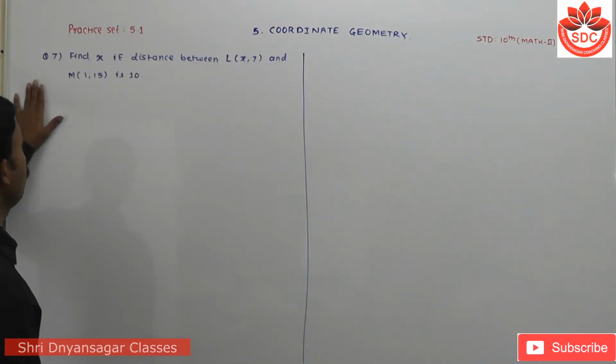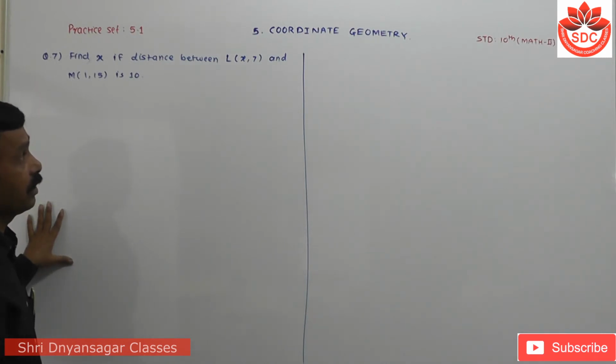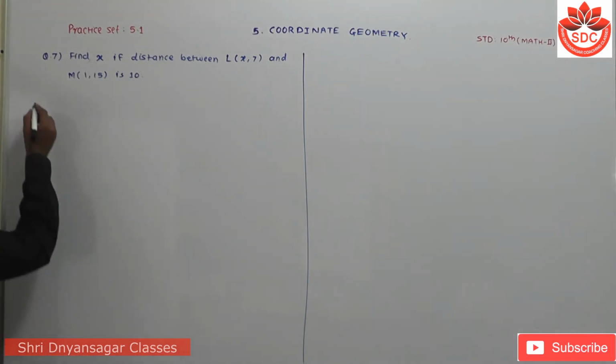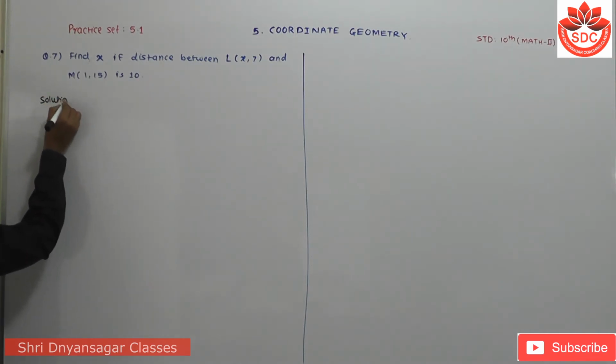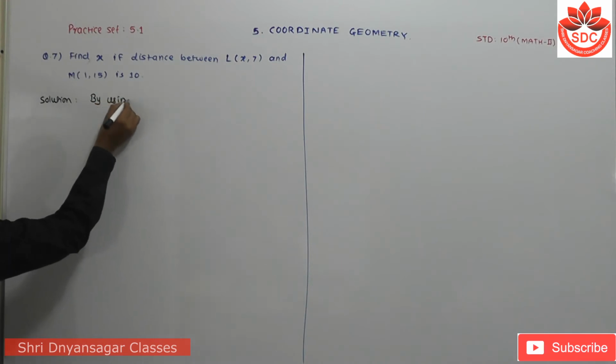Next question, question number 7. Find x if the distance between L(x, 7) and M having coordinates (1, 15) is 10. Now student, again we use the distance formula, so its solution is: I have to write this formula by using the distance formula.